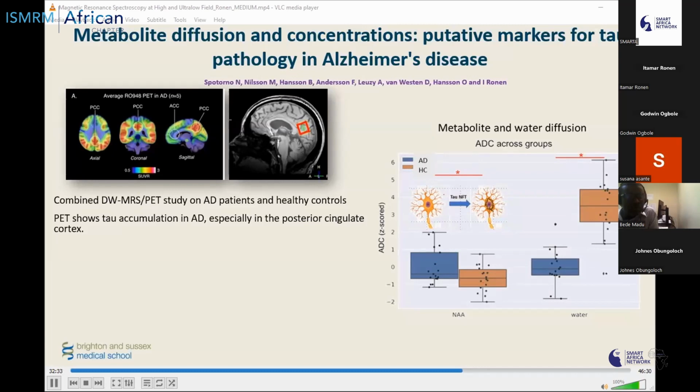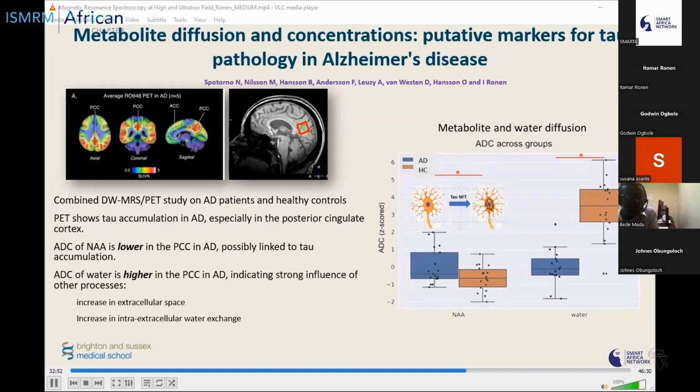And this is in strong contrast to the increase in the apparent diffusion coefficient of water exactly from the same region. So we can say that the apparent diffusion coefficient of NAA is lower in the posterior cingulate cortex in AD, possibly because it is linked to tau accumulation. Whereas the ADC of water in that very region is higher than in healthy subjects, possibly because of an increase in the amount of extracellular space or an increase in the rate of water exchange between cells and the extracellular space.